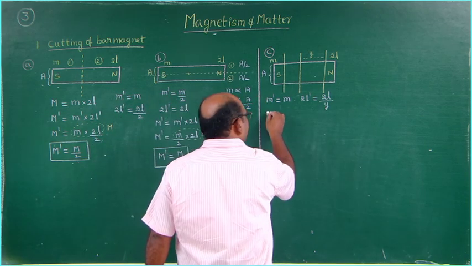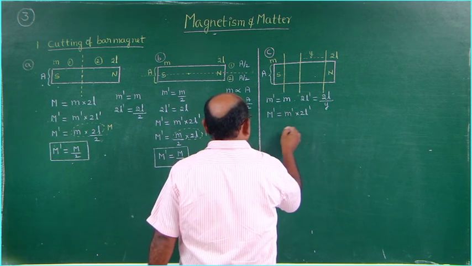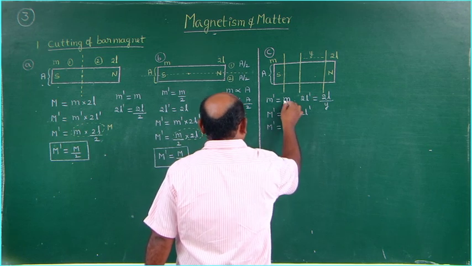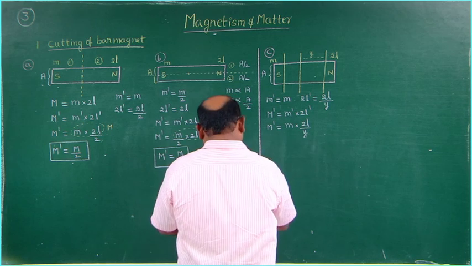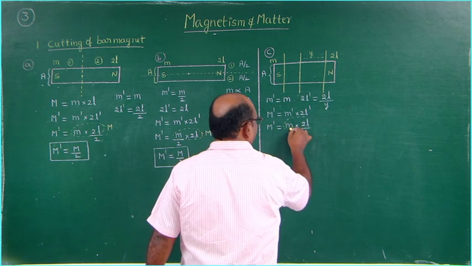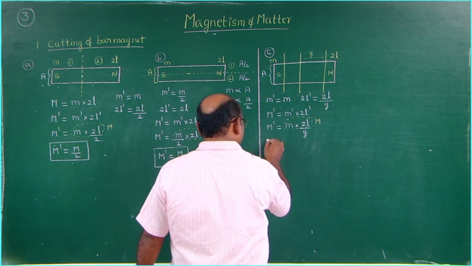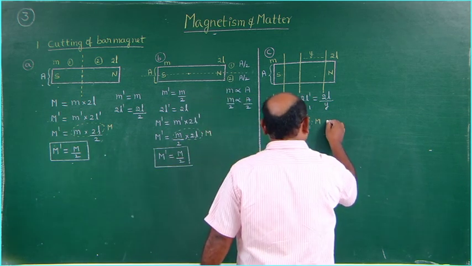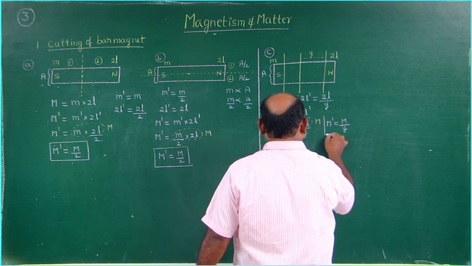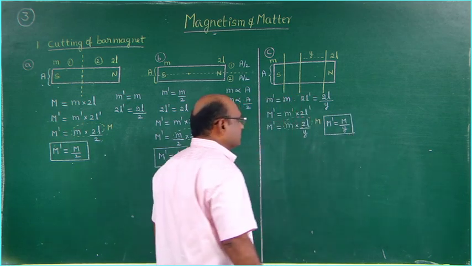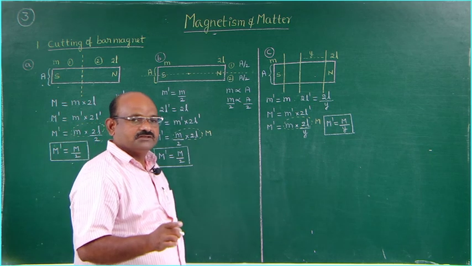Hence, what about the magnetic moment? The formula for the magnetic moment: M dash is equal to small m dash into 2L dash. Therefore, M dash is equal to small m dash, which is m, into 2L dash, which is 2L by y. Therefore, m into 2L is nothing but M again. Hence, the new magnetic moment M dash is equal to M by y. Keep all these lines in mind. These all are applications. Before the application, I have clearly given the subject, so go through that.